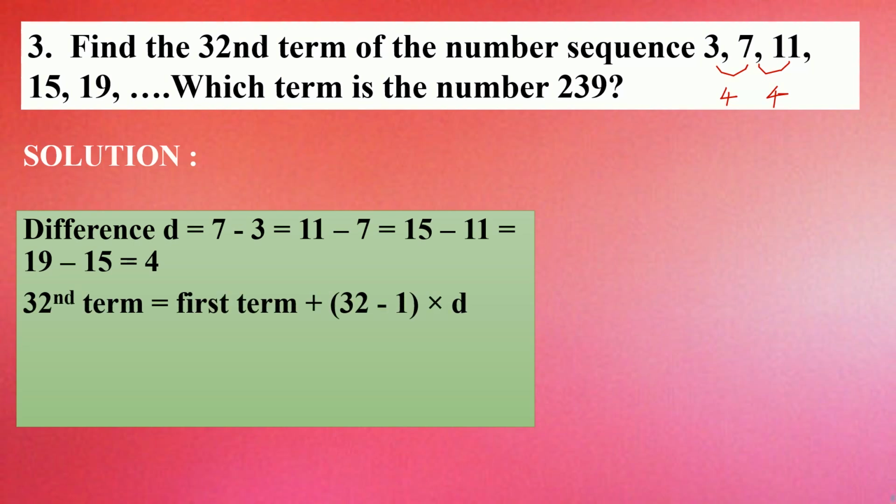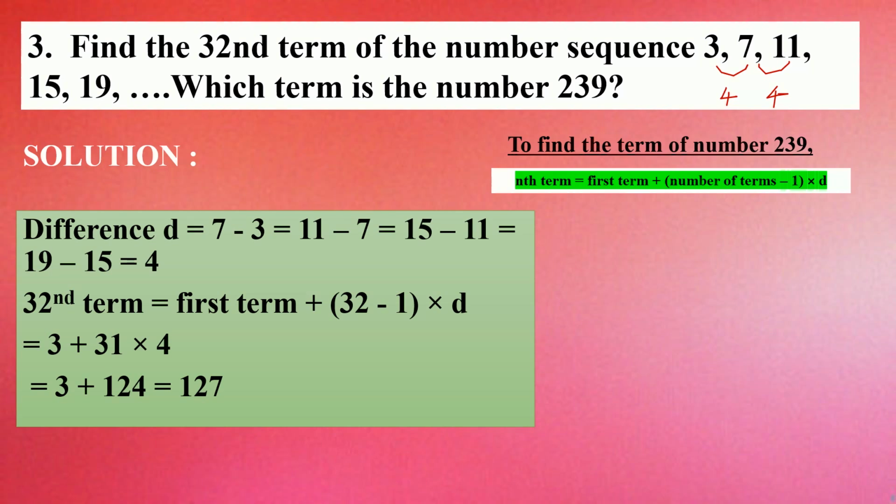Now we are going to find the 32nd term. The 32nd term is equal to the first term plus 32 minus 1 into d. The first term is 3, so 3 plus 32 minus 1 into the difference. So we have 3 plus 31 into 4. 31 into 4 is 124. 3 plus 124 is 127.